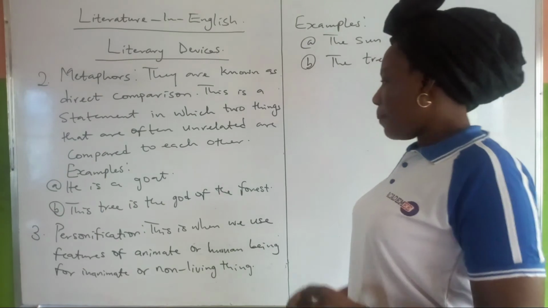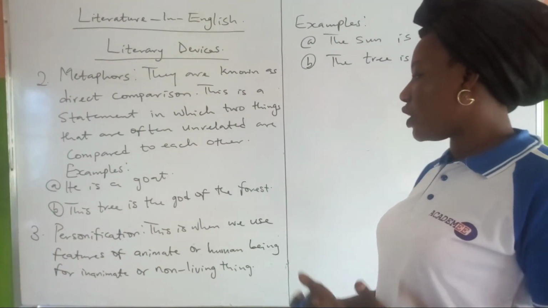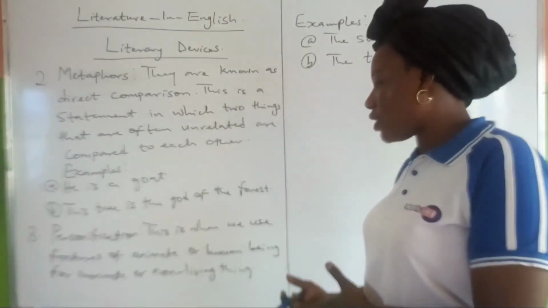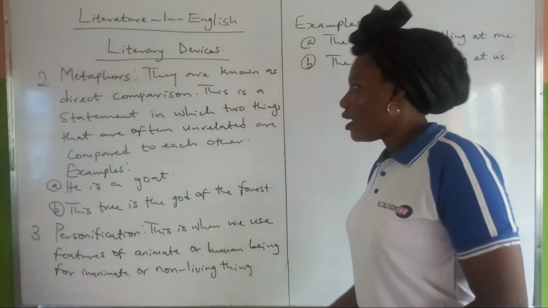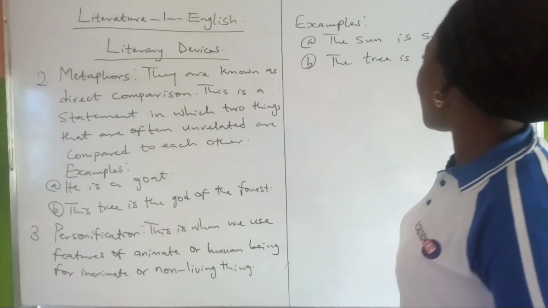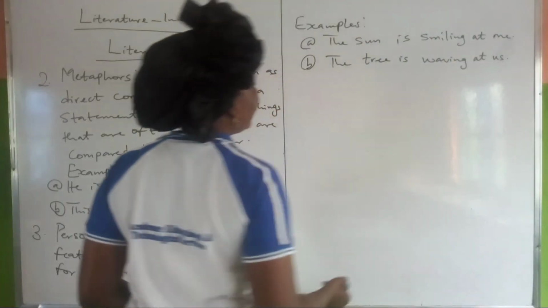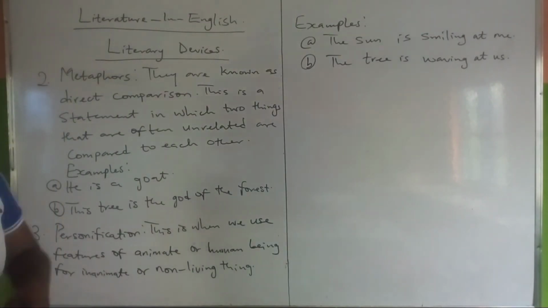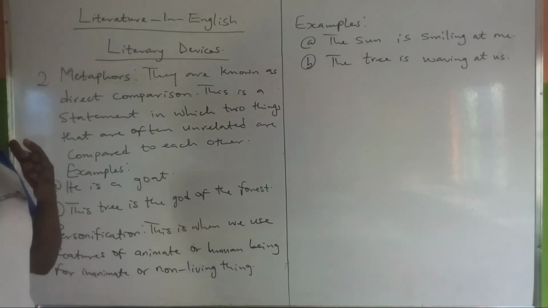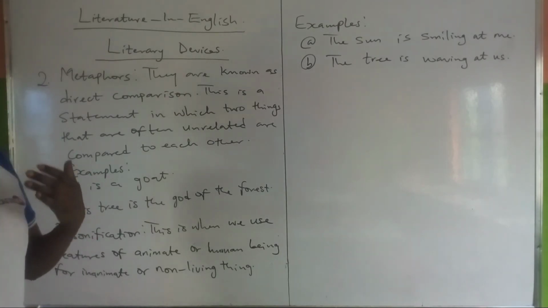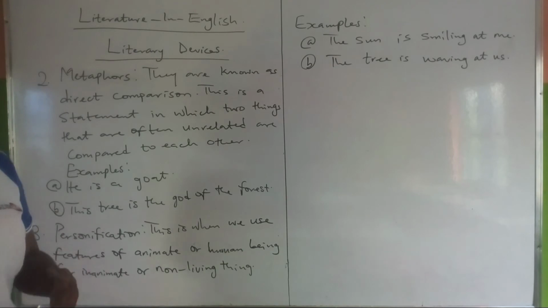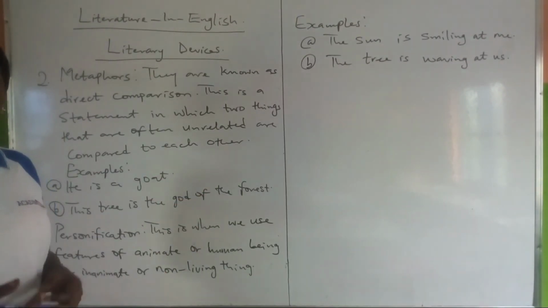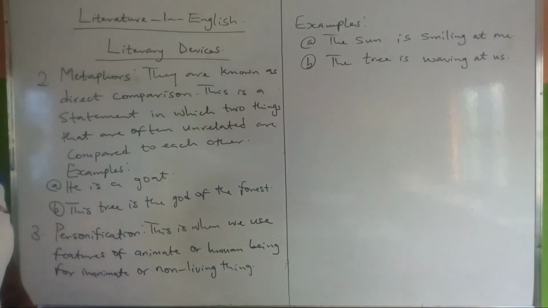personification. Personification means when you use features of animals or human beings for inanimate or non-living things. How is this possible? When you say the sun is smiling at me, we all know that the sun cannot smile. And even if the sun is smiling, how do you know? That means you are indirectly giving the features of a human being that can actually smile to the sun. And that is how you can say the sun is smiling at you.